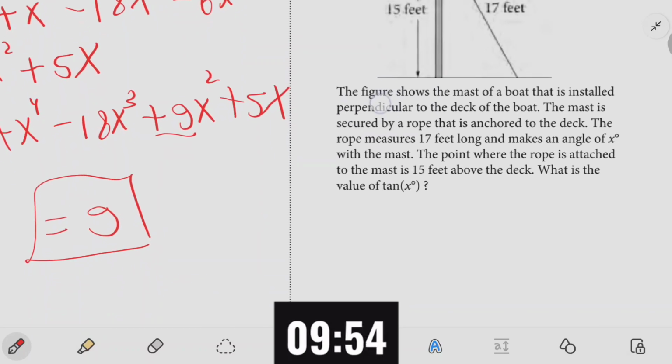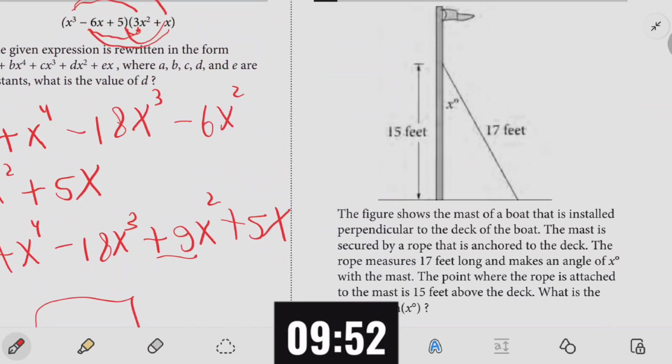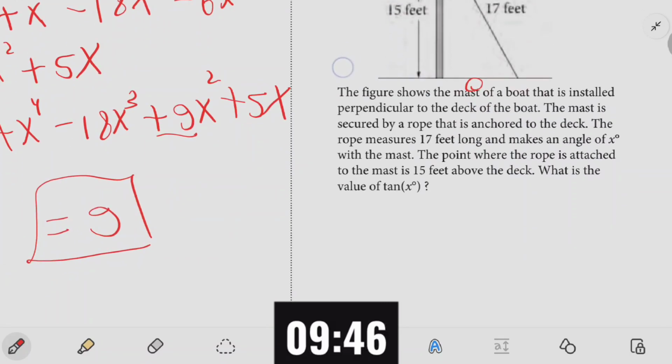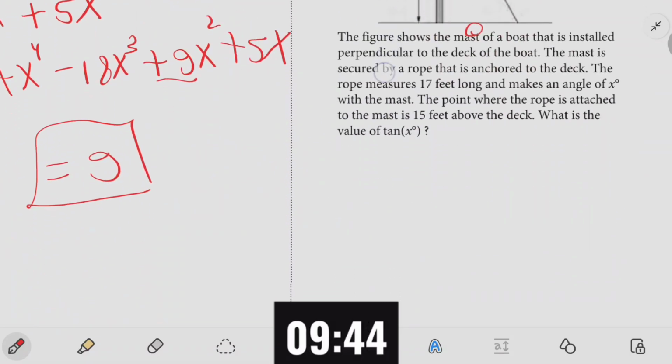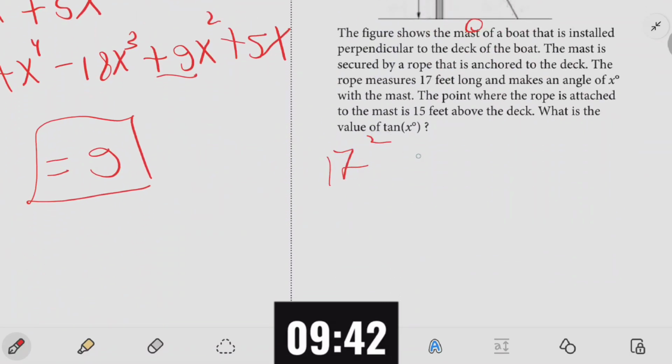Oh, okay, well, that's not hard. Tangent is opposite over adjacent. This is opposite, this is adjacent. So our value, we could just leave it as a fraction. It'll be that over that. So what we have to do is find that side. We could use the Pythagorean theorem. 17 squared equals 15 squared plus something squared.